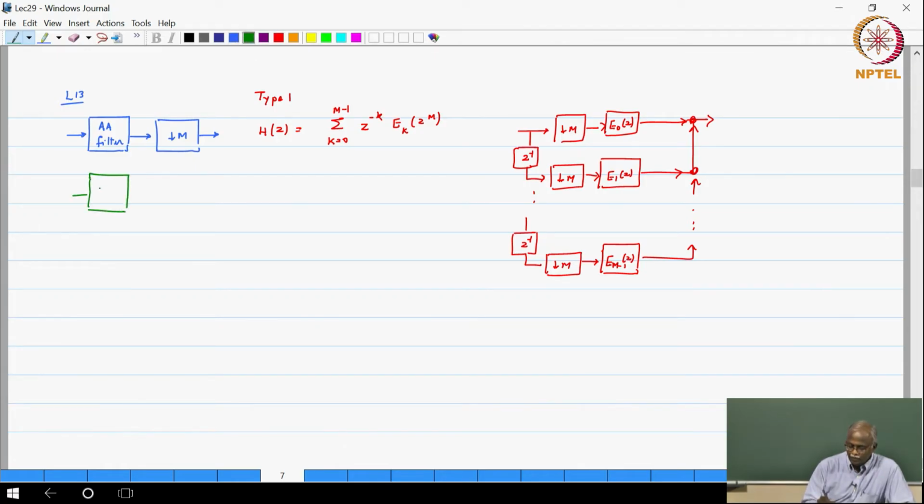Likewise the same principle also applies if you wanted to do upsampling by a factor of L followed by the filtering to remove the images, then you would do a polyphase decomposition with L polyphase components.